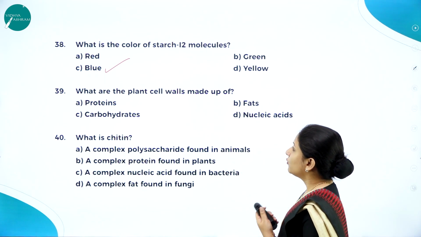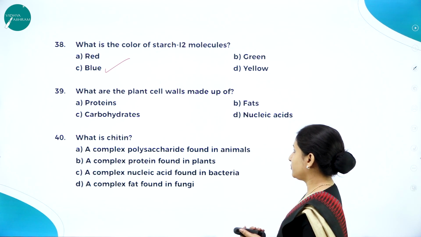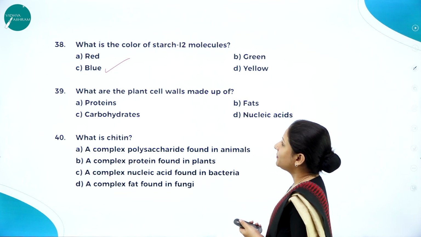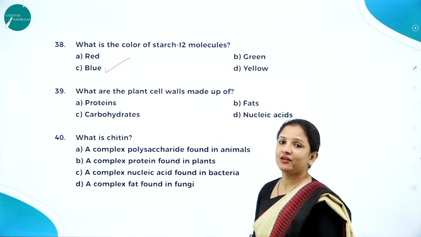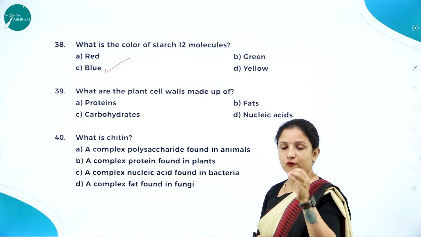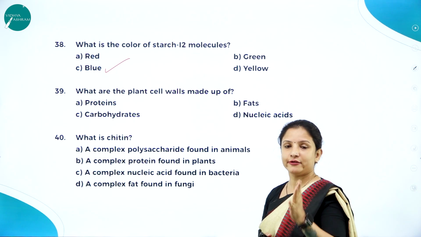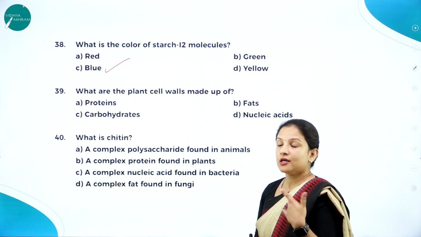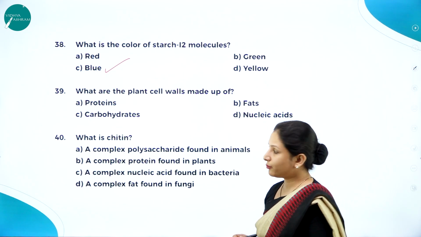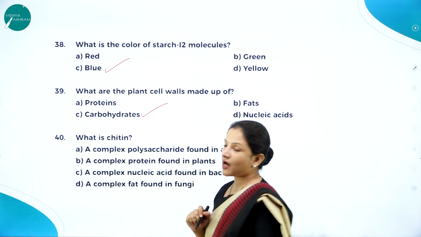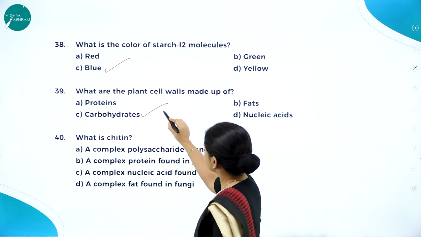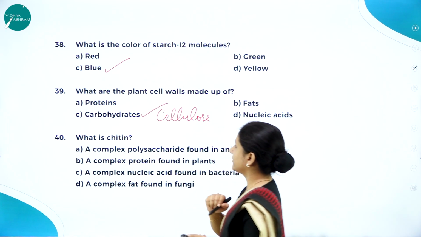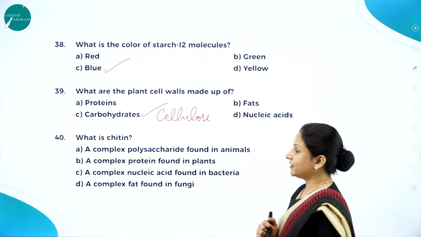Next, what are the plant cell walls made up of? Proteins, fats, carbohydrates, nucleic acids. Usually, we have the habit of writing that the cell wall of a plant is made up of cellulose. And what is that cellulose? It is a polymer of a monosaccharide, and it comes under the carbohydrates. So you can mark the answer as carbohydrates. Therefore, option C is the right answer here.